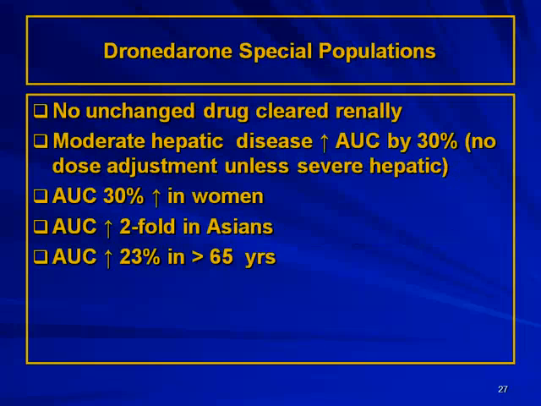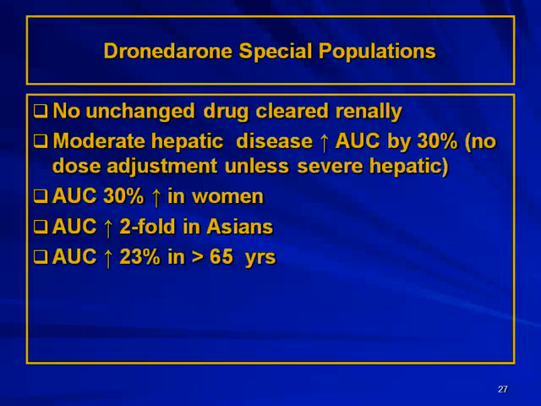Special populations, and this is kind of difficult, slide 27. We know that there are some patients that are going to have increased blood levels of dronedarone: women, Asian populations, patients over the age of 65, and certainly as you get older, probably even greater effect in terms of AUC. None of the drug is cleared unchanged renally, so renal function is not an issue. But moderate hepatic disease will increase blood levels by 30%.